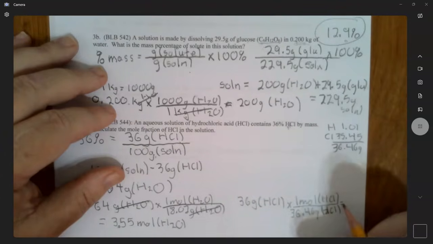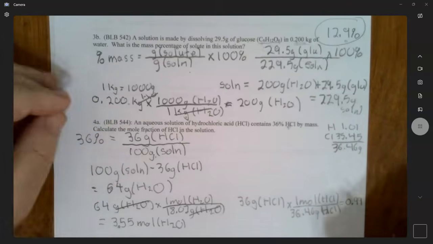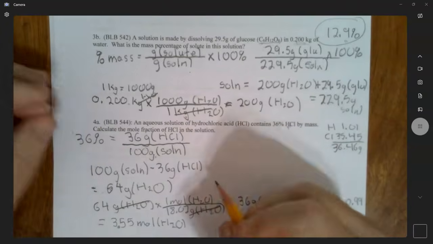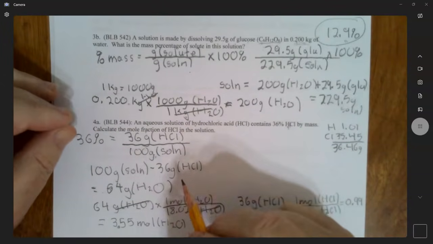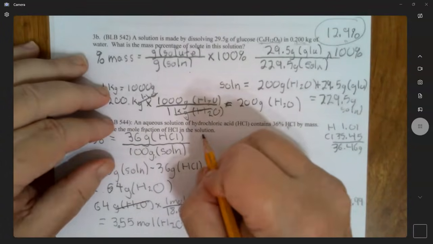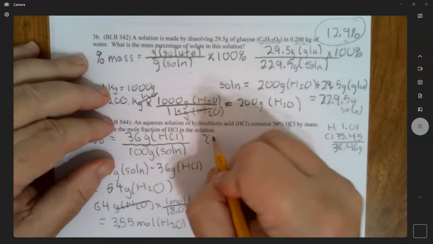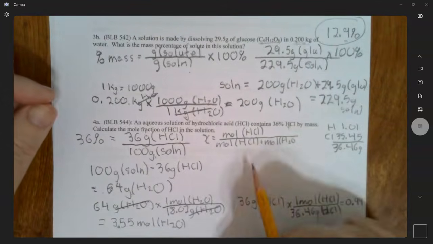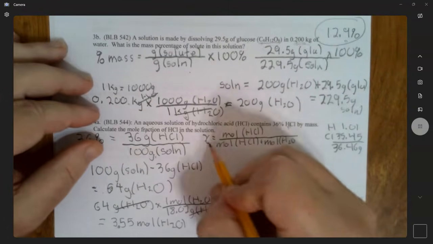Okay, and do the math on that, you get 0.99 as a moles of that. Okay, so now you're ready to put the two together, and its mole fraction is this, the Greek letter chi. Okay, there it is. You don't multiply by 100% with mole fraction.